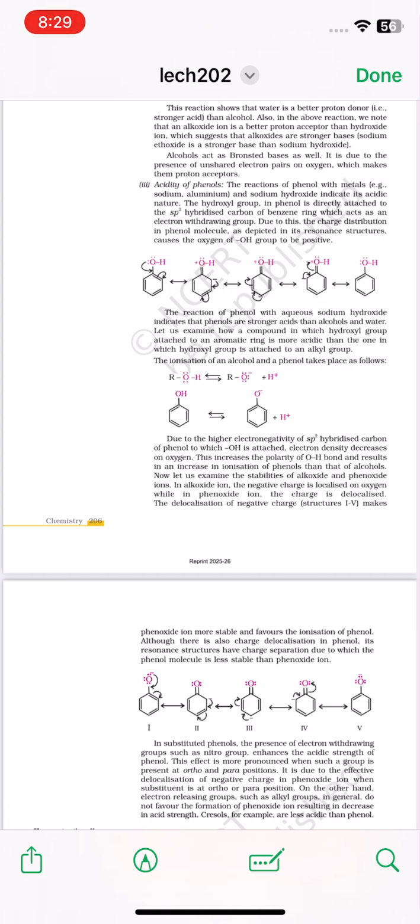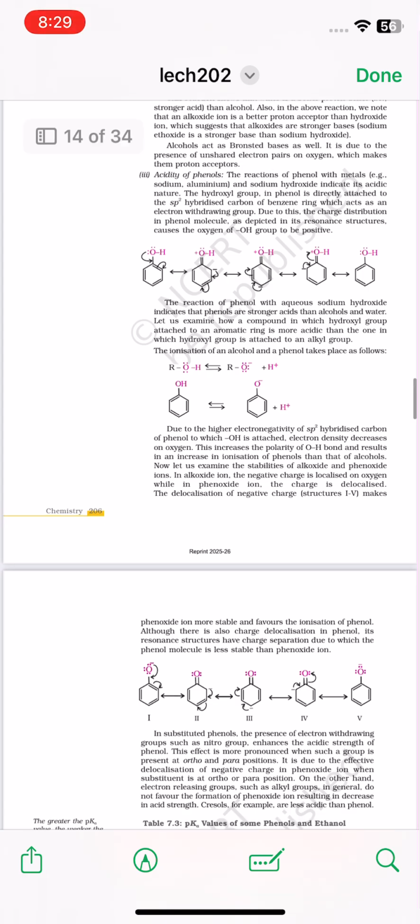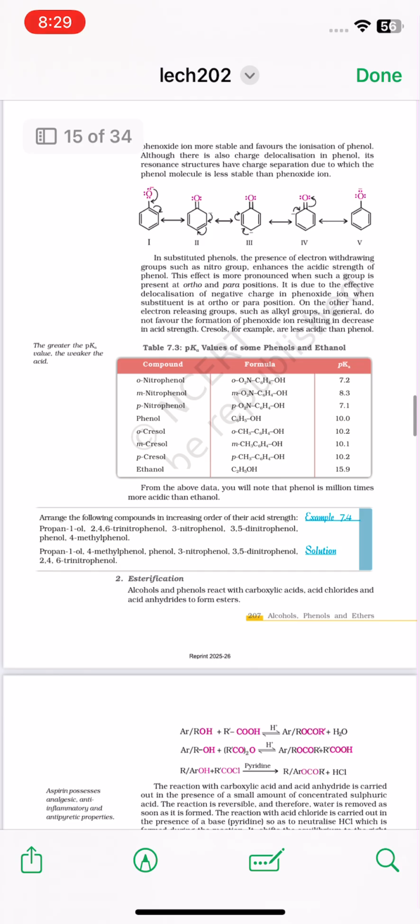Now let us examine the stabilities of alkoxide and phenoxide ions. In the alkoxide ion, the negative charge is localized on oxygen, while in the phenoxide ion, the charge is delocalized. The delocalization of negative charge in structures 1 to 5 makes phenoxide ions more stable and favors the ionization of phenols. Although there is also charge delocalization in phenol, its resonance structures have charge separation, due to which the phenol molecule is less stable than phenoxide.